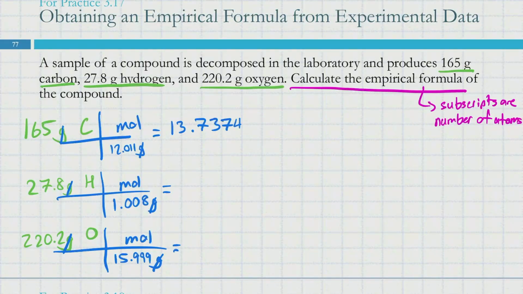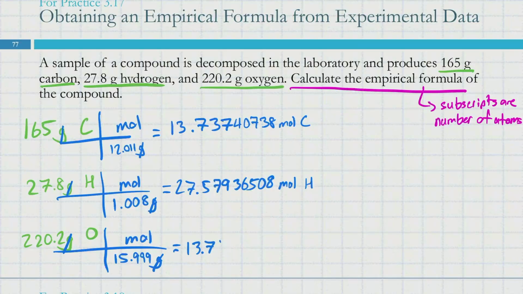Okay, so back to writing numbers. This is our moles of carbon. This is our moles of hydrogen. And this is our moles of oxygen. Okay, so in our sample that we decomposed, this is how many moles of each of the constituent elements we had.